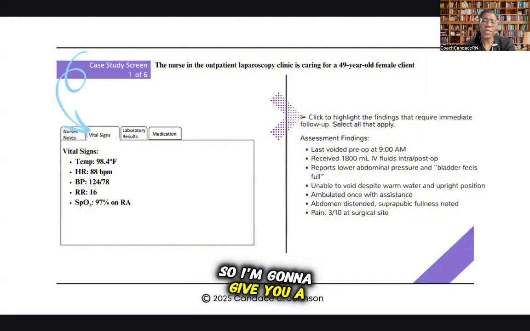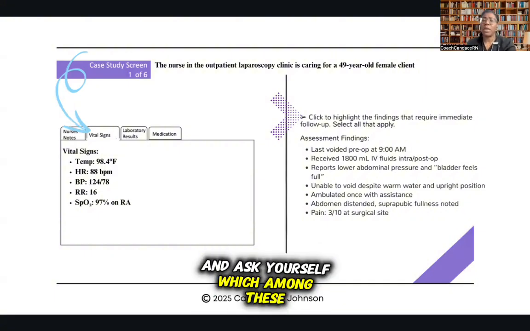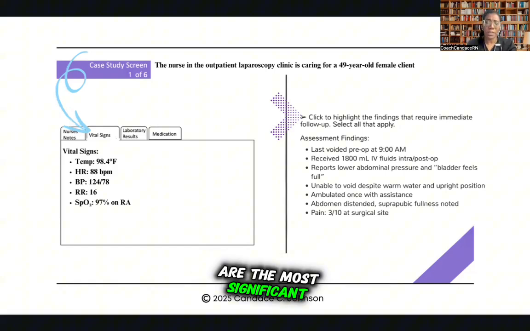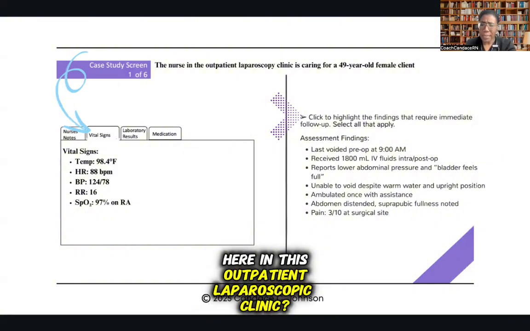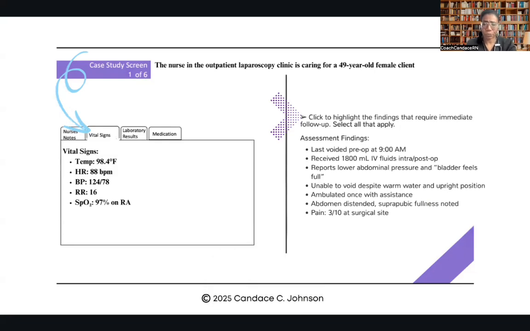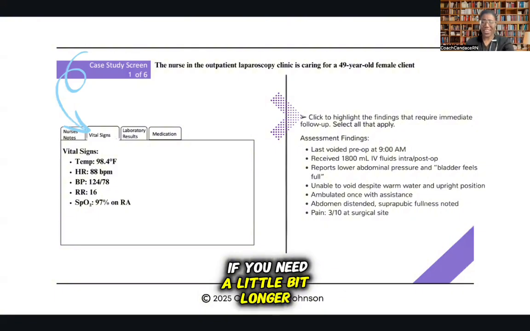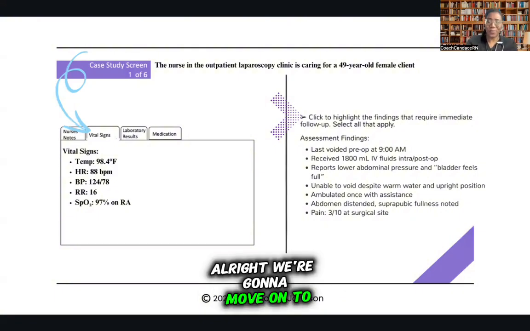All right, and you're going to make some decisions. I'm going to give you a moment to look at the assessment findings and ask yourself which among these are the most significant. Which ones require immediate follow-up here in this outpatient laparoscopy clinic? All right, I'll give you a second. And you can also pause here if you need a little bit longer. All right, and we're going to move on to reveal the correct answers.